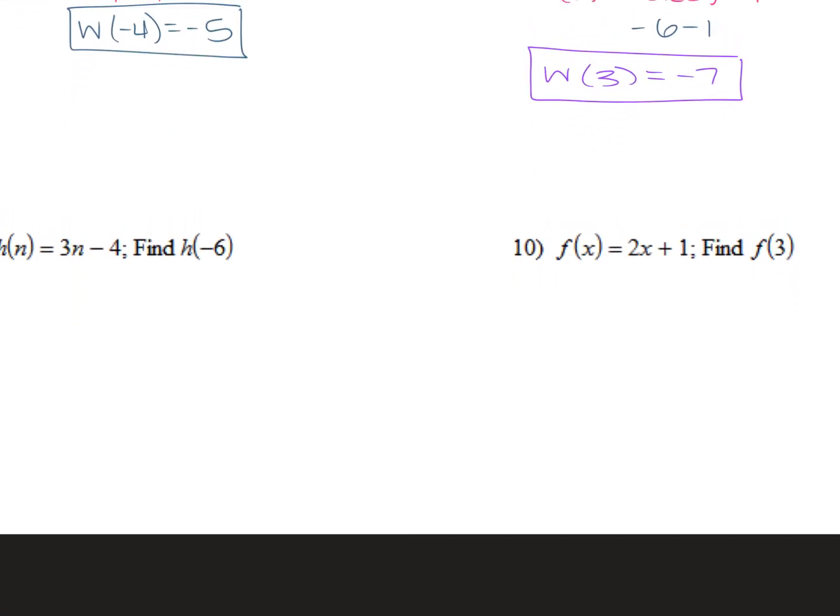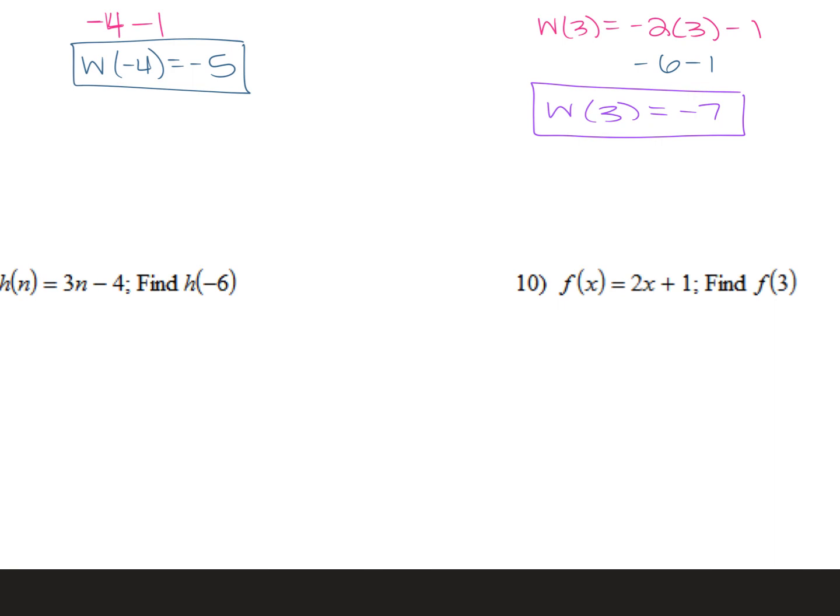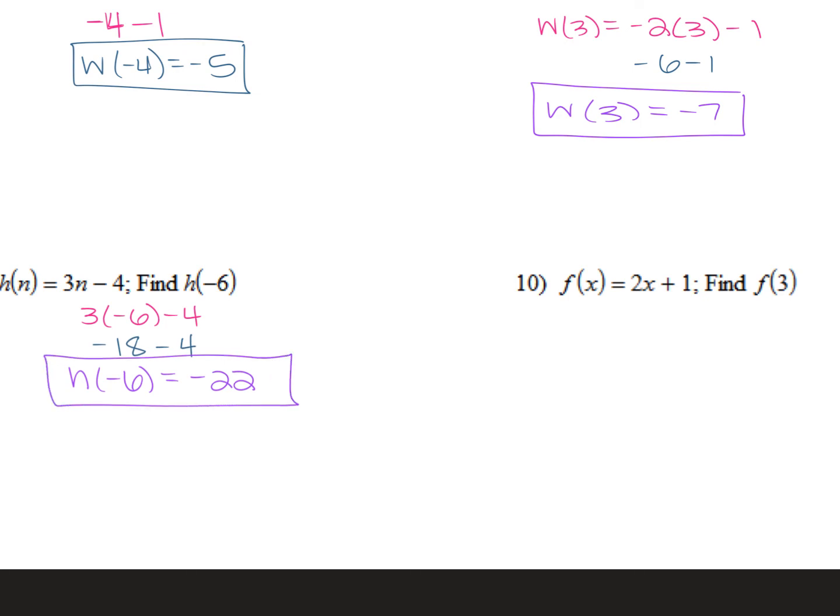For number 9, we have h of n is equal to 3n minus 4. We're finding h of negative 6. So that means we're going to have 3 times negative 6 minus 4. Your 3 times negative 6 is negative 18. Minus 4 gives us negative 22. So h of negative 6 is negative 22. For 10, we have f of x is equal to 2x plus 1. We're finding f of 3. So that means we're going to do 2 times 3 plus 1, which is 6 plus 1, which gives us f of 3 is equal to 7.